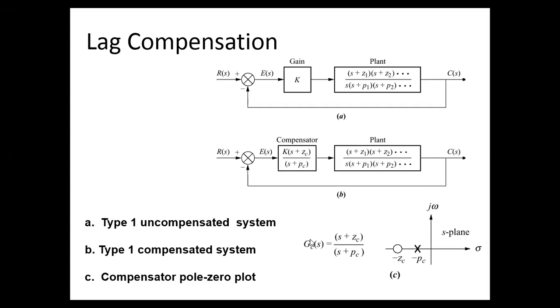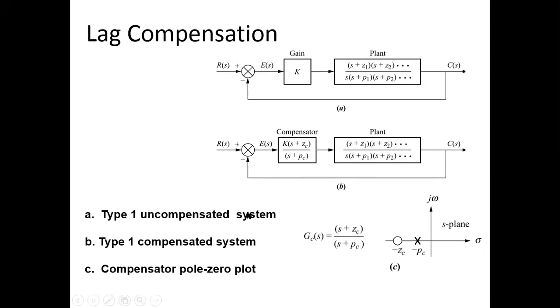One may guess that this placement of the pole, although it does not increase the system type, does yield an improvement in the static error constant over an uncompensated system. Without loss of generality, we demonstrate that this improvement is indeed realized for a type 1 system. So here we can see that this is a type 1 uncompensated system. In this figure, this is a type 1 compensated system, and these are the compensator pole and zero plot.